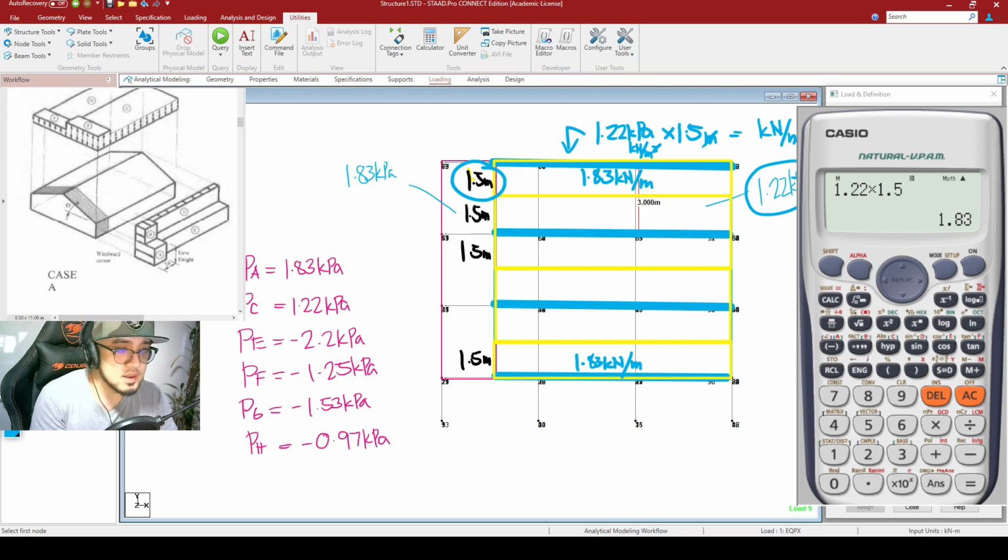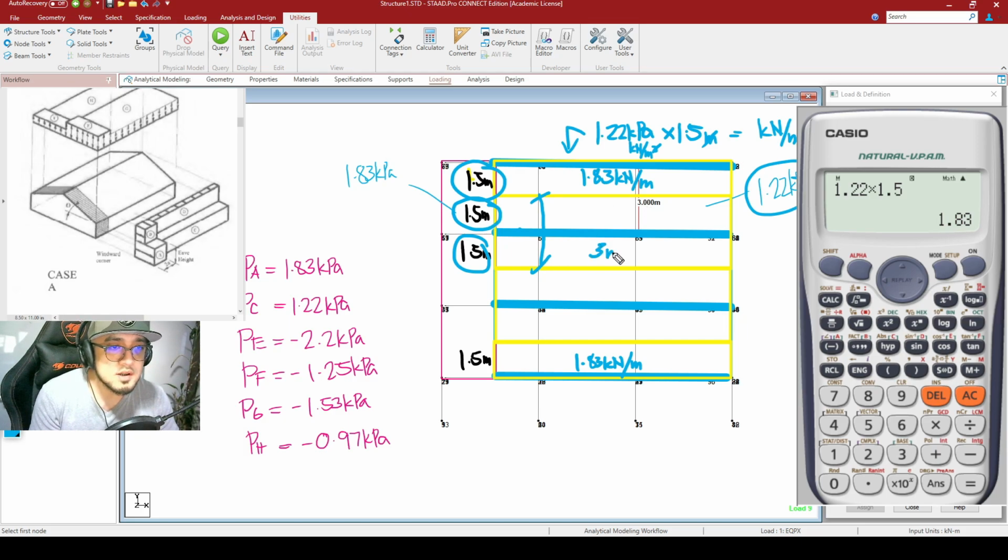So the next thing that we will be solving is for the line load for this particular beam right here. So this one and this one, since both of them have the same tributary area. So the tributary width for this particular beam right here is to be 1.5 meters plus 1.5 meters, and that is to be equal to 3 meters.